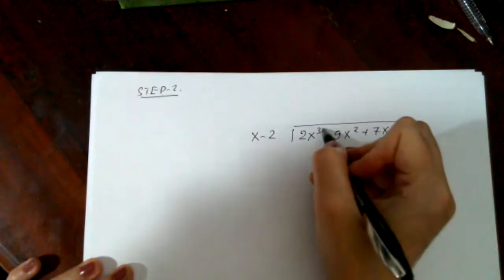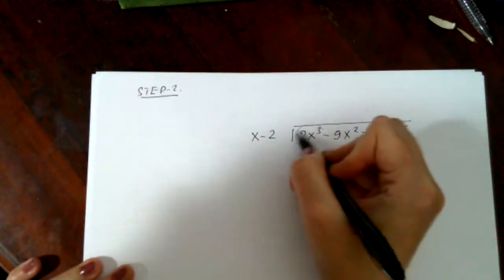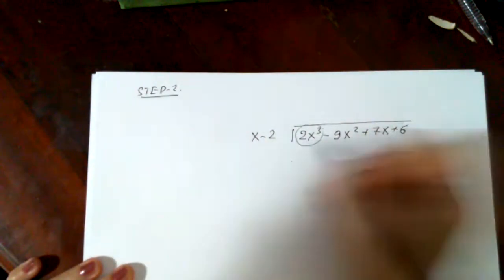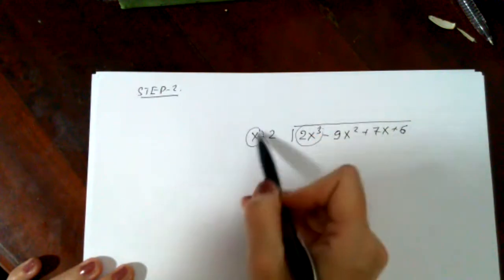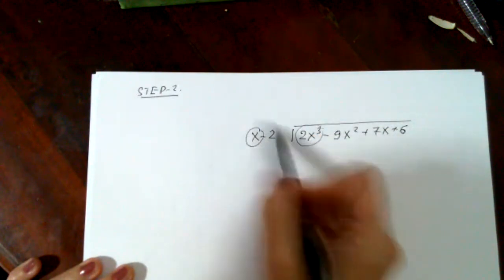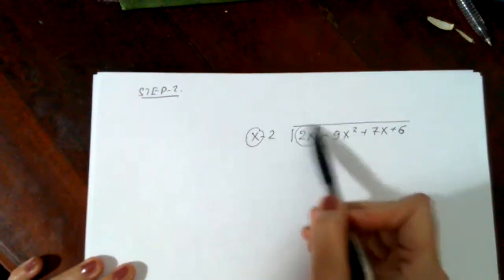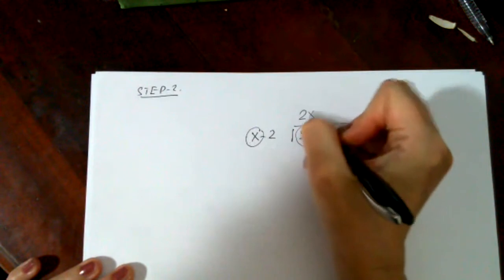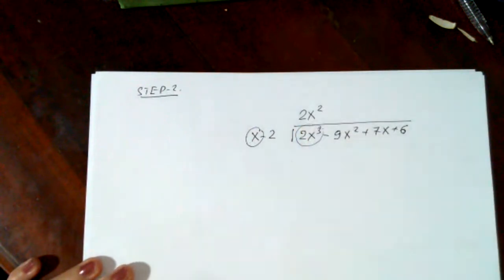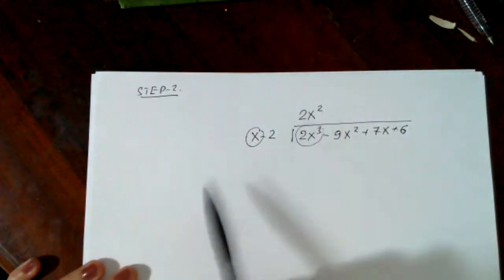You need to take the term with the highest power here from this polynomial, which is this term, divided by the highest power term in this polynomial. So basically it's 2x cubed divided by x will give you 2x squared, and you write the result here, 2x squared. So what is the next step?